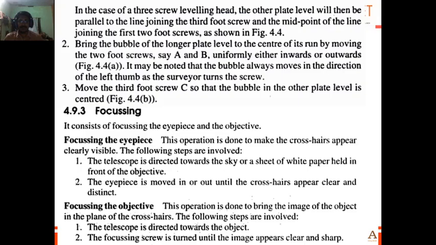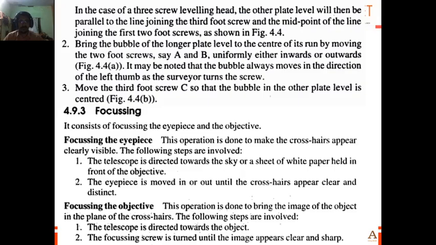Next is the focusing. It consists of 2 things: eyepiece focusing and objective lens focusing. The object should be visible clearly through the objective, and the eyepiece should show the crosshairs properly, such that we can see the object also. If any leveling staff is being used, that reading also should be marked and read. Further, the crosshair is important, at which point we are exactly seeing. So the operation is done to make the crosshair appear clearly visible.